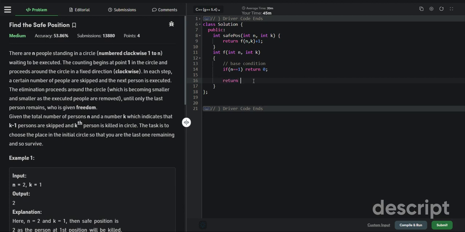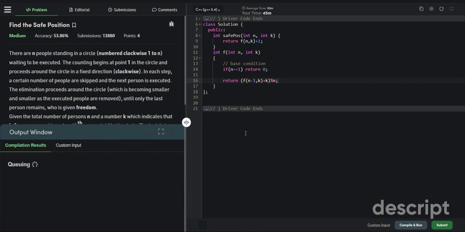So what we are returning, we can simply return f of n minus 1 comma k, since it is depending on the input of n minus 1 circles. And what will be the actual answer for the circle having n members? If we add k positions to the answer which we got from the circle having n minus 1 people, and we obviously need to take a mod n, right?